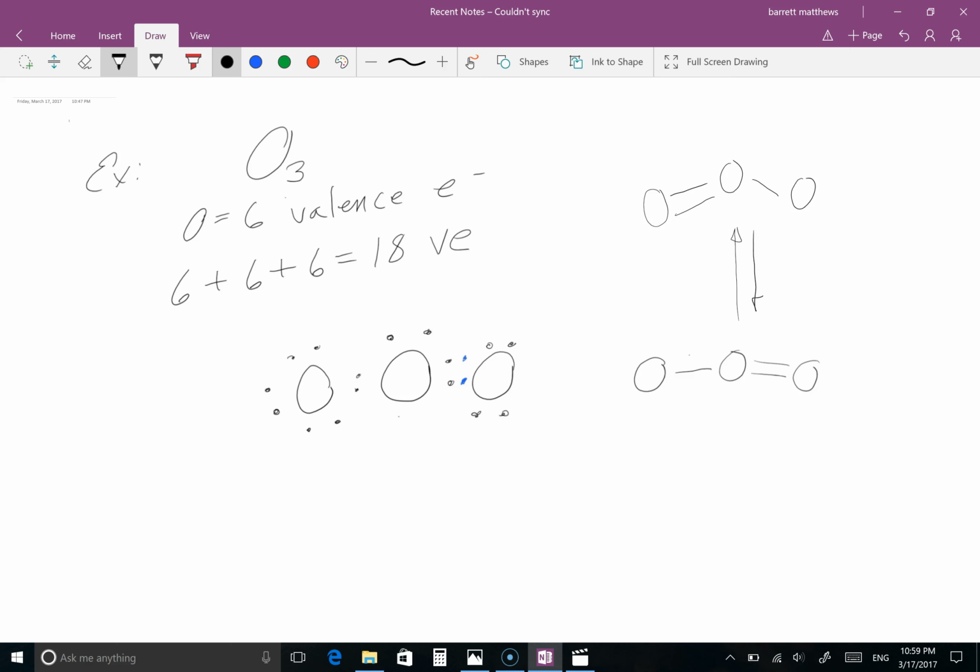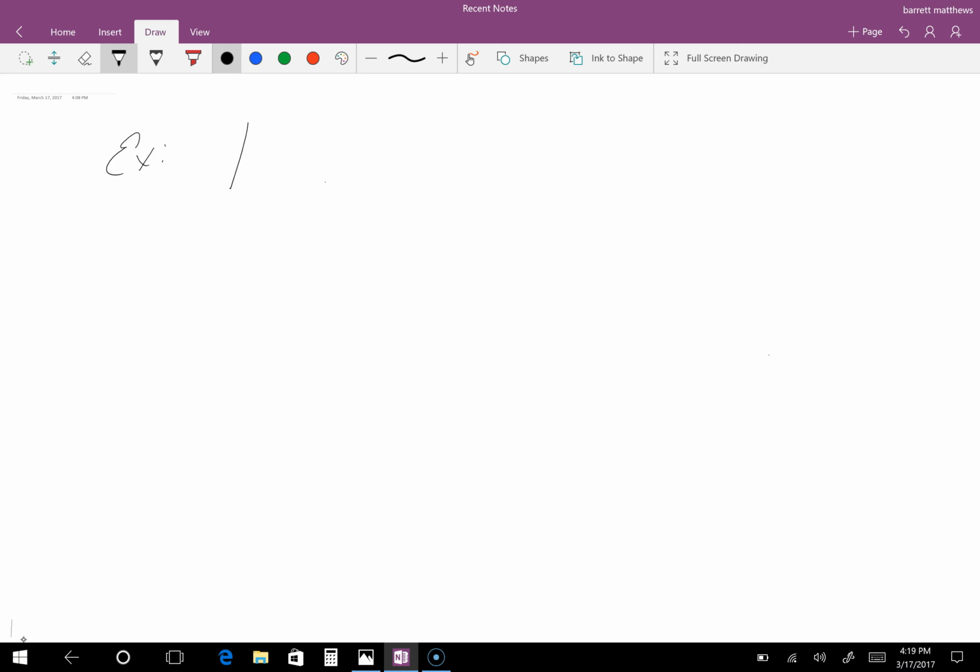In reality, it goes back and forth between these two, which can also be represented with a dotted line to represent that the double bond switches back and forth. This is called resonance.